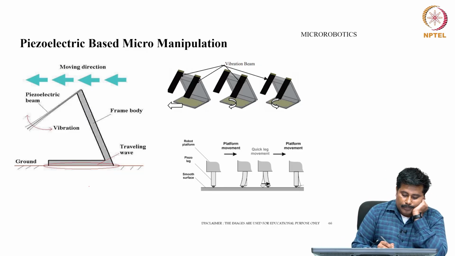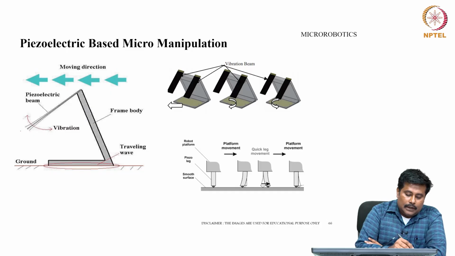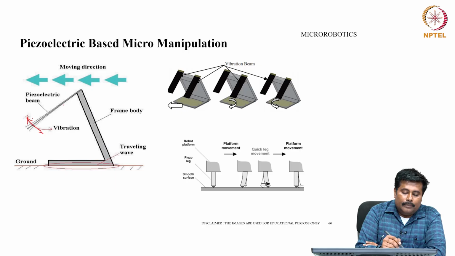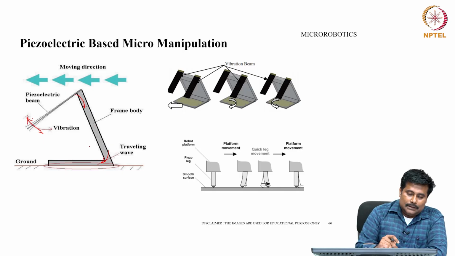So here in this particular surface, there is a ground, and then there is a frame body, and then there is a piezoelectric beam. What happens is the piezoelectric beam is made to vibrate at a very high frequency. When this vibrates at a very high frequency, the vibration is transferred to the frame body, and from the frame body it is transferred to the travelling wave. Since it is translated to the travelling wave, we can see a displacement which exists.